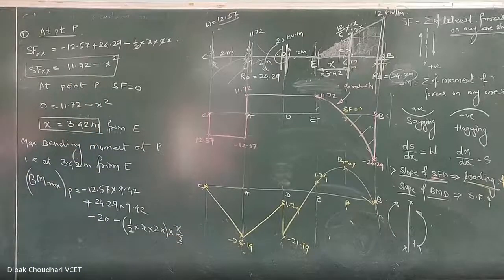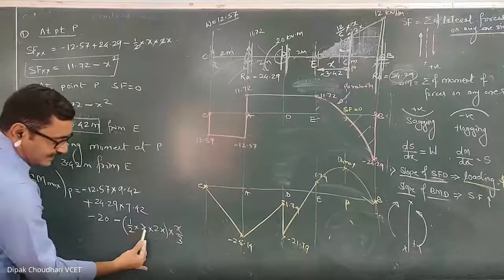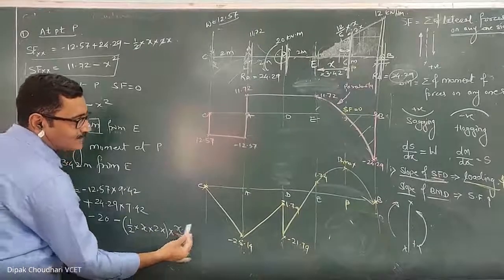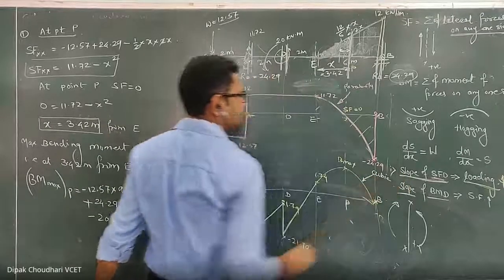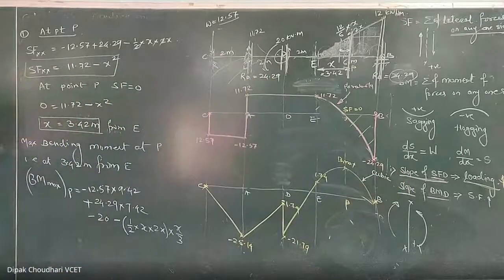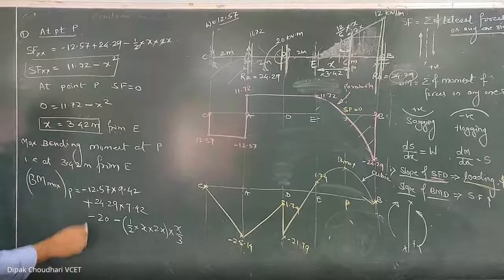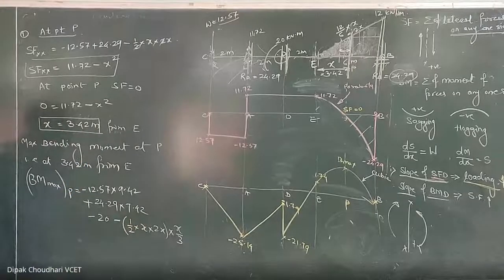I've written the equation in terms of x distance. So you'll observe that here it is an equation in terms of cube. That's why this curve is a cubic curve. Understood? Clear? Now you substitute x equal to 3.42 in this equation. You will get the bending moment, which will be the maximum bending moment between E and B. Substitute the value of x equal to 3.42 and tell me the answer.